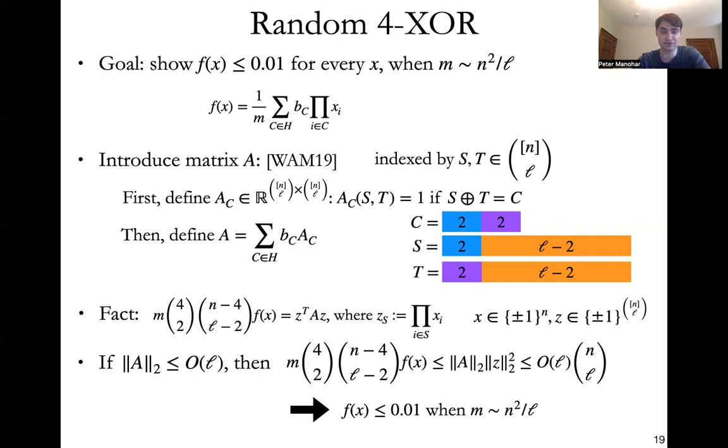So the real thing to do here is to show this high probability upper bound on the spectral norm of A. And this is actually not that hard when the hypergraph is random, using just some off-the-shelf matrix Bernstein concentration inequality.